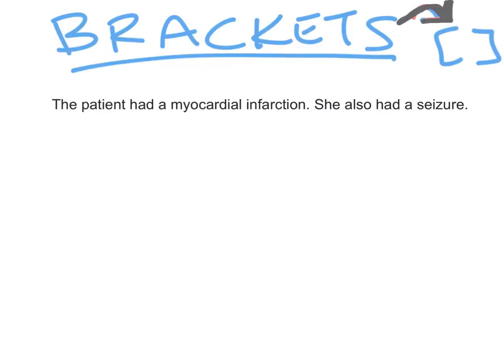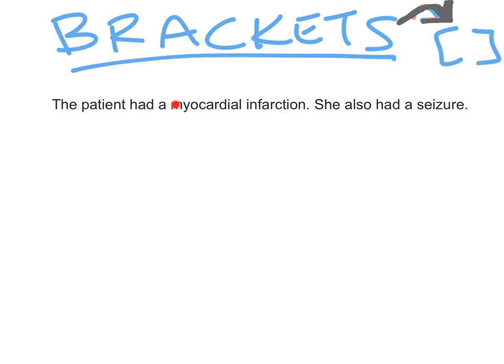So brackets are used when you want to change a word in the sentence that's already there, not change the meaning of it, but change it to another word that makes sense as you're making the quote, or something simpler for the reader to understand, or you need to add a word. So let me show you what this would look like. In this sentence, it says, the patient had a myocardial infarction. She also had a seizure.